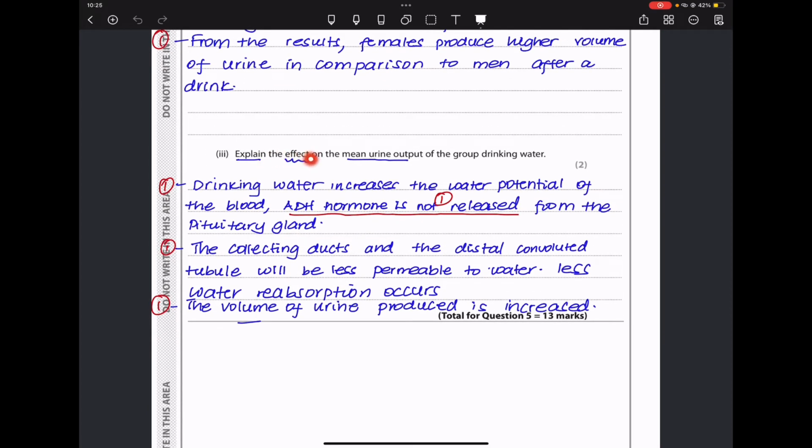Next, they say explain the effect on the mean urine output of the group drinking water. The effect is drinking water increases the water potential of the blood, so ADH hormone is not released from the pituitary gland, and then the collecting ducts and the distal convoluted tubule will be less permeable to water, less water reabsorption occurs, and the volume of urine produced is going to increase. This is the explanation for the effect that we saw. Drinking water causes production of more urine, and this is the explanation for that. So this brings us to the end of question 5. Let's continue to question 6.